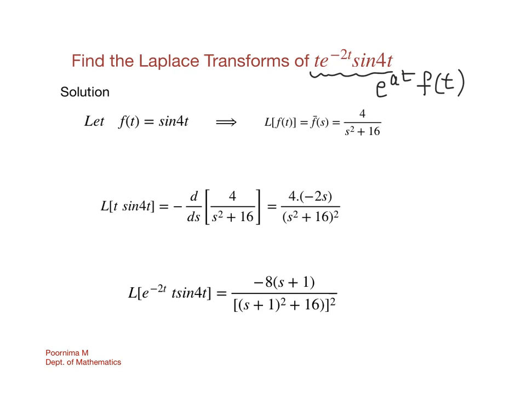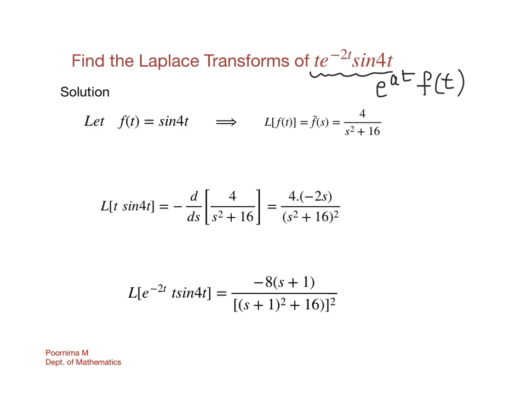It is simple. Otherwise you may find it difficult when you are doing the differentiation, if you apply the shifting property first. So let us consider the e power at into f of t form. Then the f of t becomes t into sine 4t. Okay, first we take the Laplace transform of sine 4t, that is 4 divided by s square plus 16. Then we take the Laplace transform of t sine 4t.